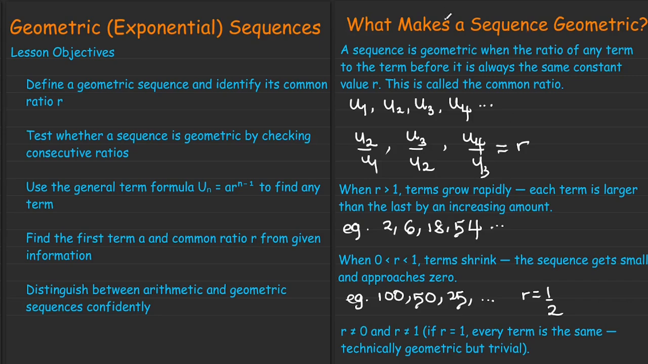One other name we use for a geometric sequence is simply an exponential sequence. It is exponential because the general term involves a power of R, which we will see very soon. So let's look at the general term formula of an exponential sequence.